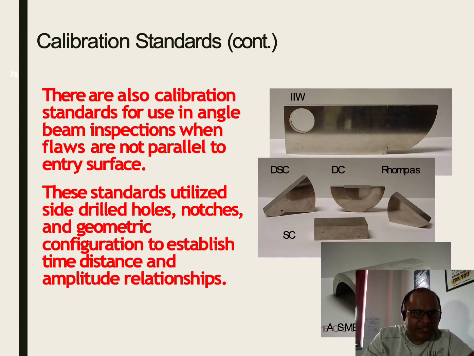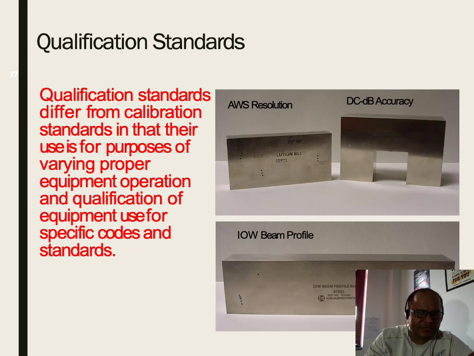Calibration standards are known as the IIW, DSC, DC, SC and ASME. There are also calibration standards for use in angle beam inspections when flaws are not parallel to the entry surface. These standards utilize side-drilled holes, notches and geometric configurations to establish the time, distance and amplitude relationship. Qualification standards are known as the AWS resolution, DC and IIW.